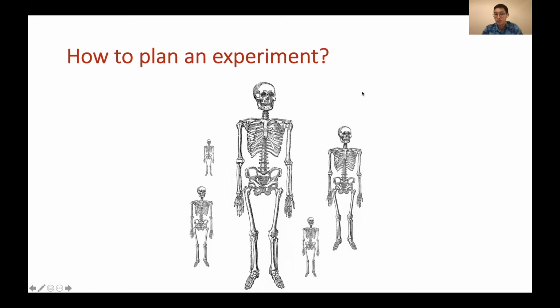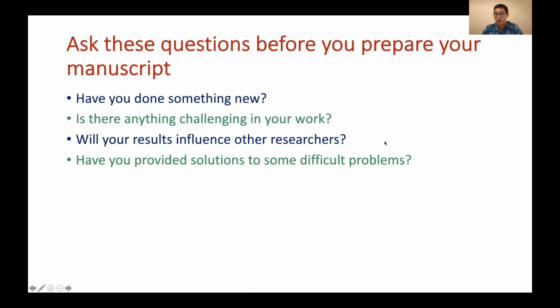So this is an example of how you plan a good experimental plan. After you've done your research, and you're ready to submit your manuscript to some high impact journal, you have to ask these questions first. Have you done something new? Again, you have to read the papers first, right? A lot of papers like this, the thing that you just discovered, is it new or not?